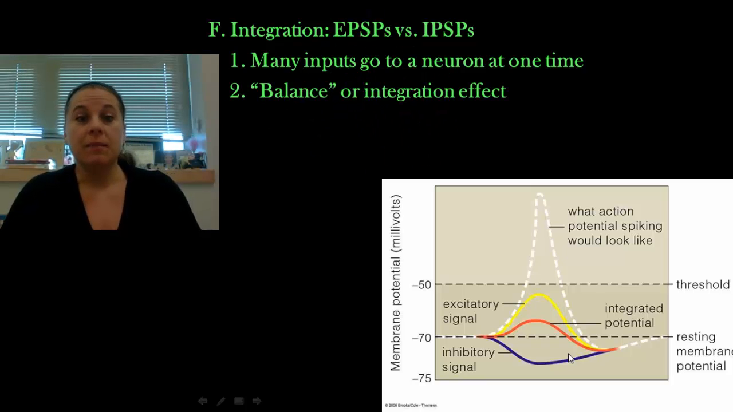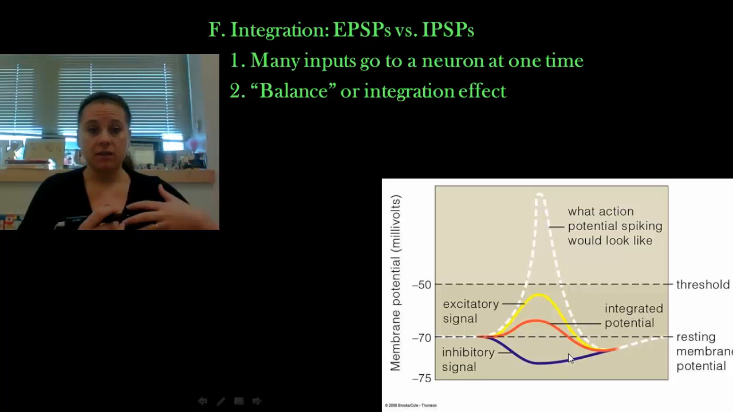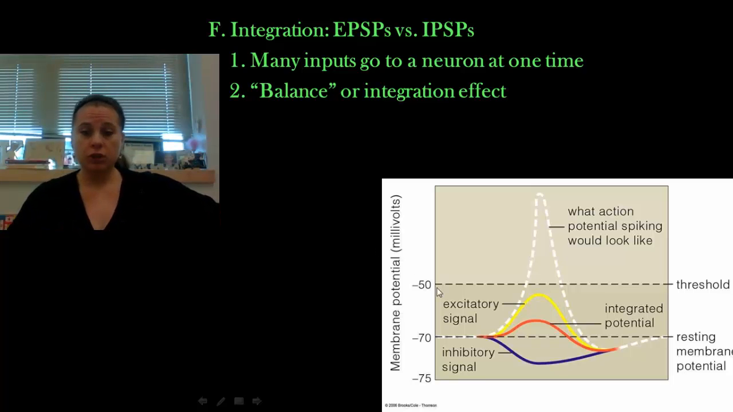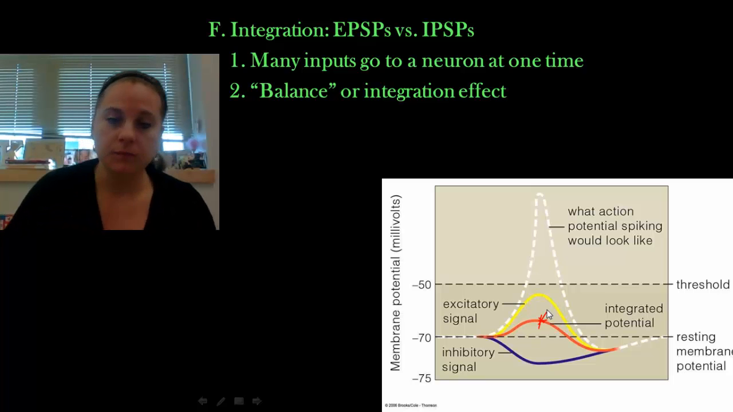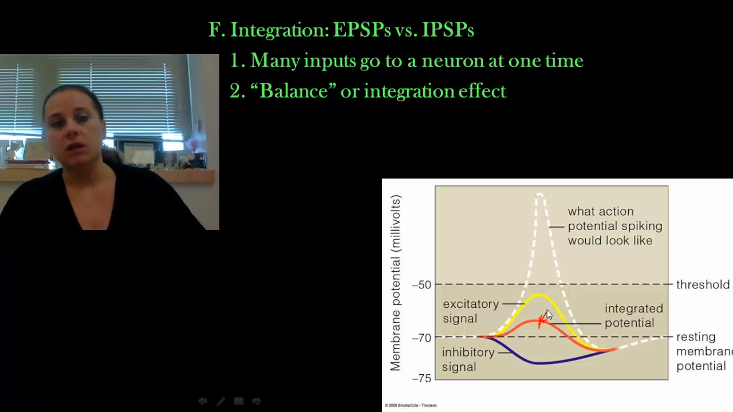So it has to balance out these signals and have what we call an integrated effect. In some cases, you're going to get an excitatory signal coming in, pushing it to threshold. You're going to have inhibitory signals preventing it, and you get this sort of in-between average, if you will. That is what we call the integrated potential. Okay, so is it going to be enough to go towards action potential or enough to pull it away?